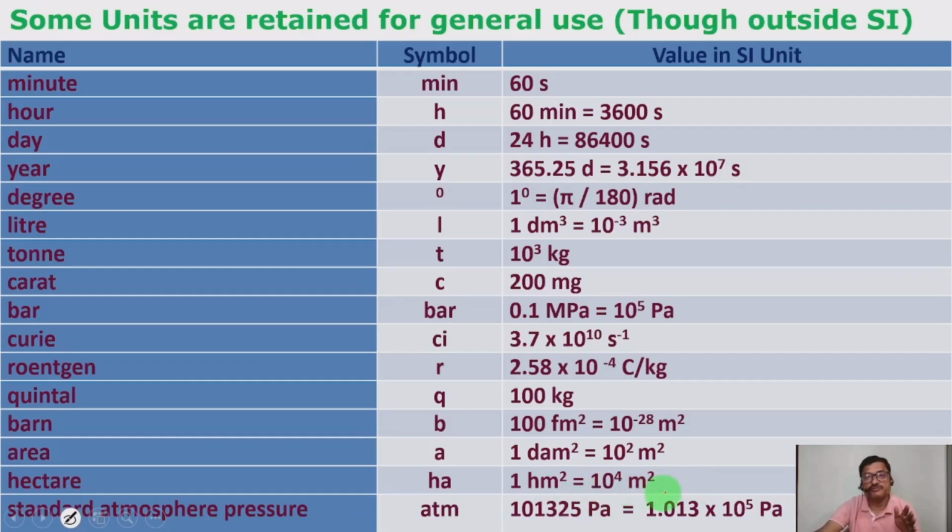Standard atmospheric pressure. In the atmosphere around us, what is the pressure? That is the standard atmospheric pressure. Usually it is measured at the sea surface, and the standard atmospheric pressure, its symbol is atm, is 101,325 pascal or 1.013 into 10 raised to 5 pascal. The pascal is the SI unit of pressure, and in terms of that we can take 1.013 bar. These are the common units used for general use, even though they are outside the SI unit.